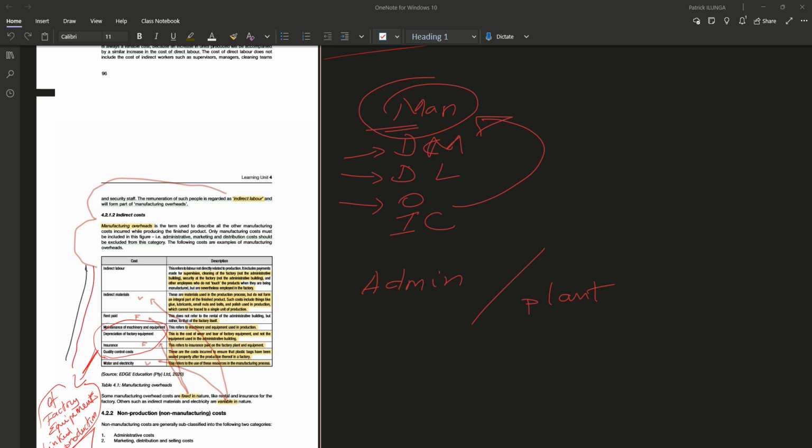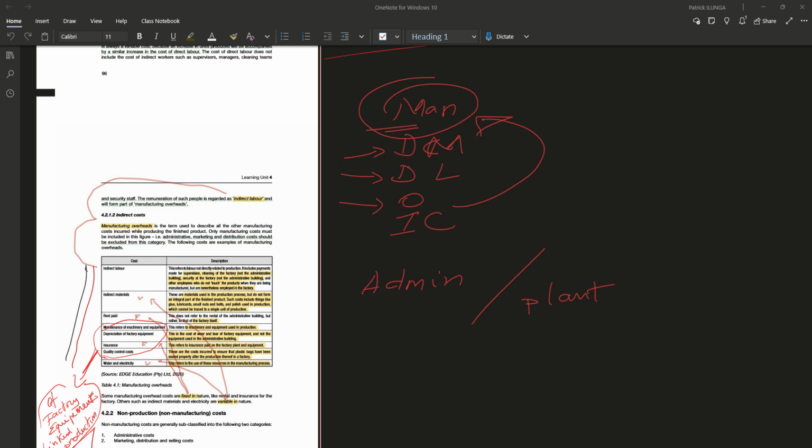I need to be clear. Administrative, marketing, distribution costs should not be included in this category. They form another category, because marketing or administrative or distribution costs have nothing to do with the actual production or manufacturing of products. So we are talking about indirect costs that are not traceable directly to the cost object, right?